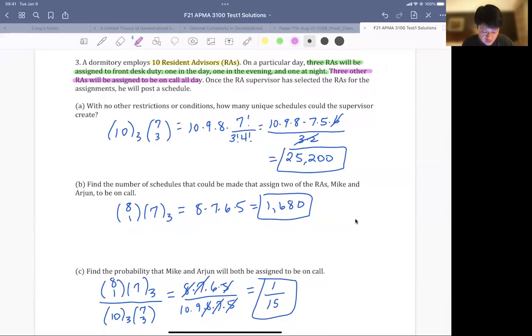Okay, so let's look at the questions. With no other restrictions or conditions, how many unique schedules could the supervisor create? Okay. So with no other restrictions or conditions, meaning that we only have the restrictions and conditions as specified in the problem. These constraints are, you have to have 3 RAs to assign to the front desk and the 3 other RAs to be assigned to be on call. And the first 3 RAs have to be assigned sequentially, and the second 3 can be assigned basically in a batch. The order does not really matter.